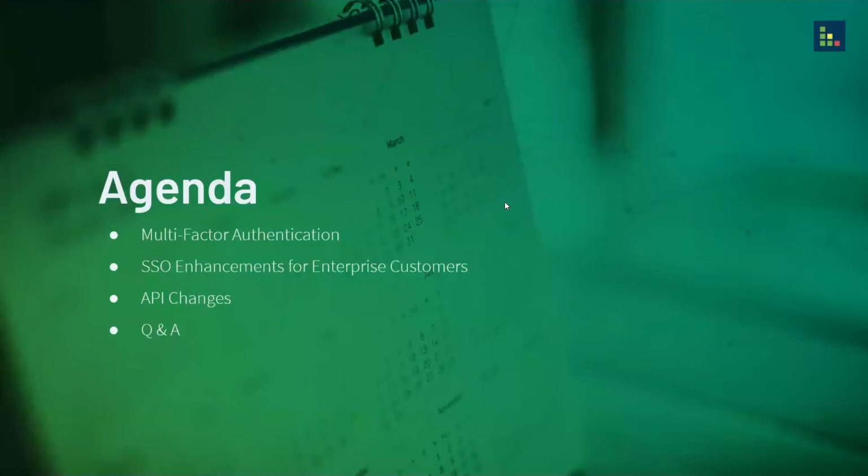All right, so the agenda for today is we're going to cover the major features that are in this release, the major updates. So with this release, we've added multi-factor authentication. We've made some single sign-on enhancements for enterprise customers. So any enterprise customers who utilize single sign-on or are interested in utilizing single sign-on, we've made some updates to greater expand the functionality there. And we've also made a few API changes to support some user management. Following all of the information I cover, we'll have some time for some live Q&A at the end.